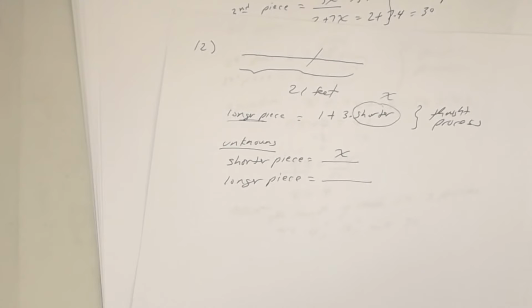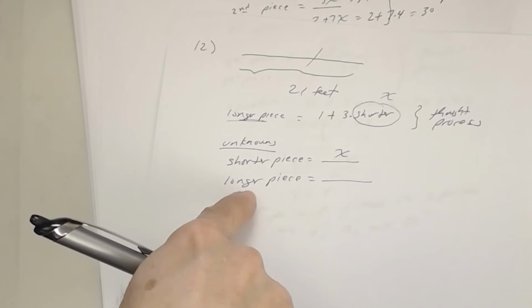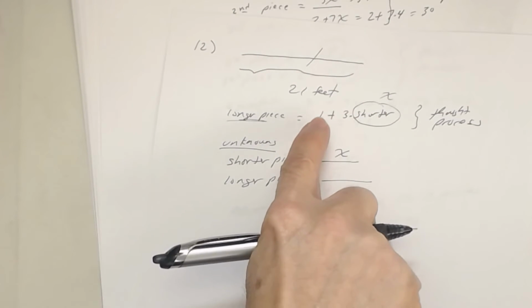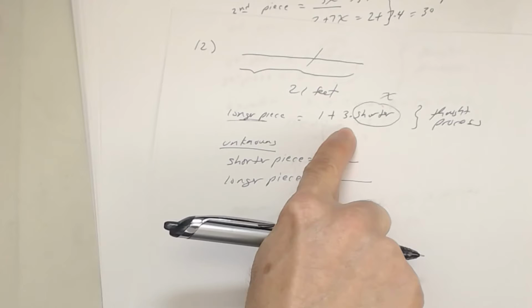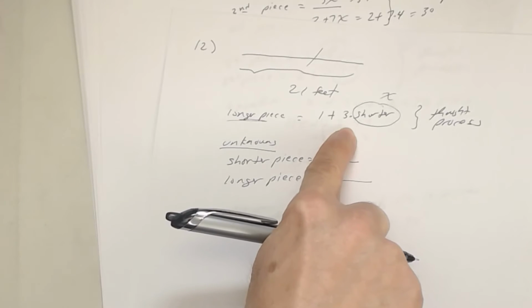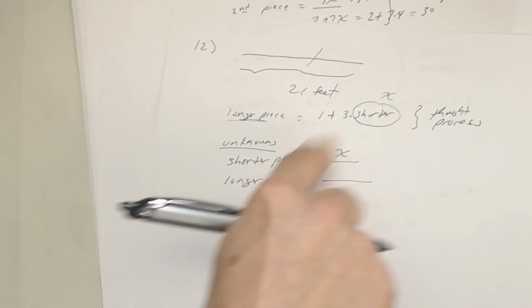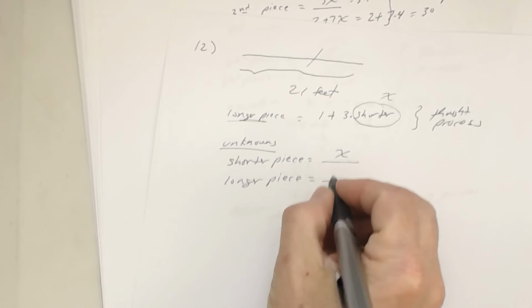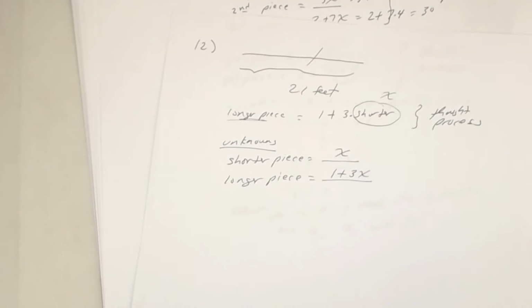Okay, once you know that X is the shorter piece, and using your thought process as you read the statement, you determine how to represent the longer piece. So the longer piece is 1 plus what? 3 times what though? Tell me what that 3x is. So there are your unknowns. Shorter piece is X, longer piece is 1 plus 3x. And then the rest is just like we did in number 10.